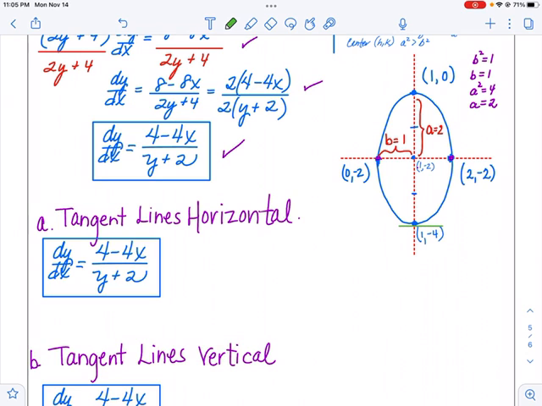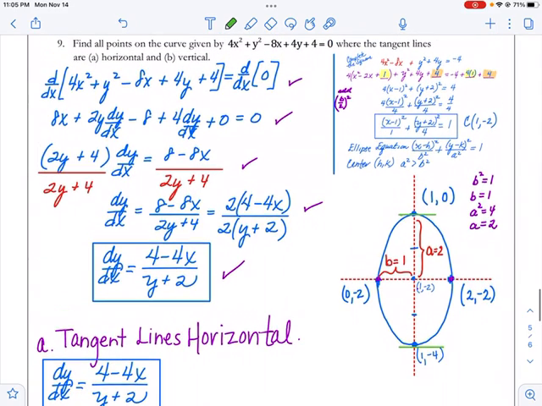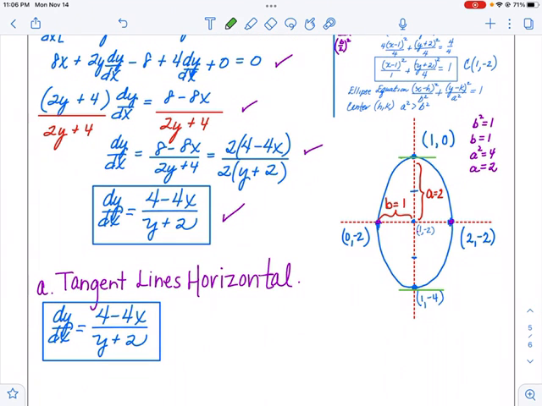It's got to be here where they're horizontal, right? And so let's just verify that with the derivative that we were able to get. Again, implicitly differentiating, and then getting all the dy/dx on one side, everything else, every term that doesn't have a dy/dx, on the other side, and then solving for dy/dx, and then simplifying. We get (4 minus 4x) over (y plus 2).